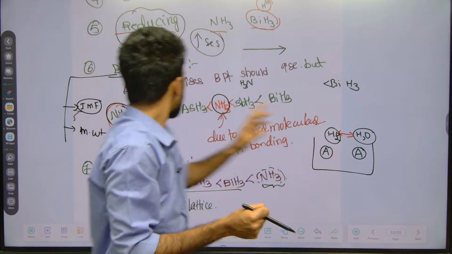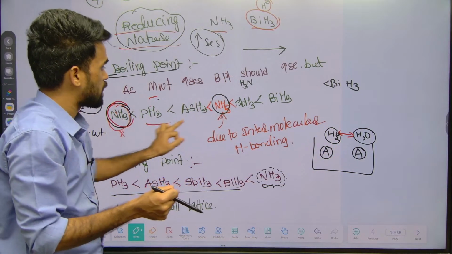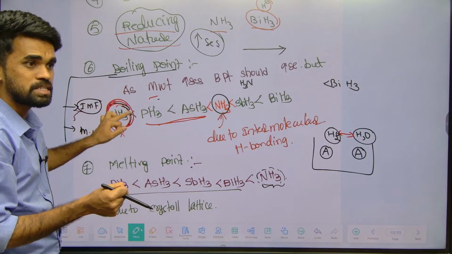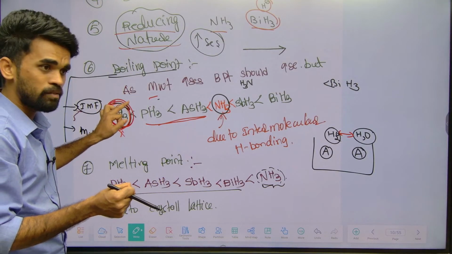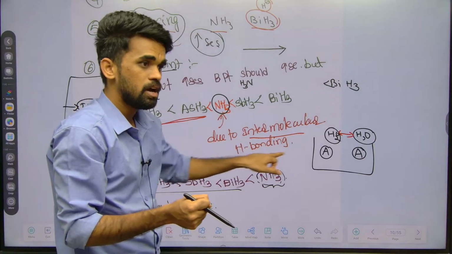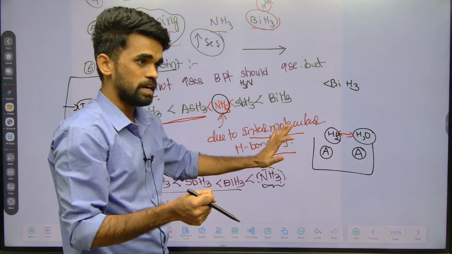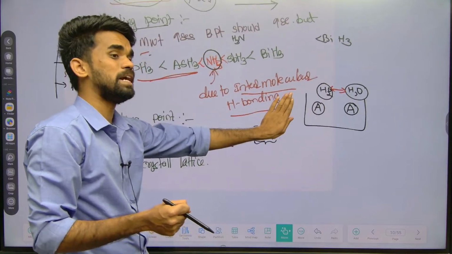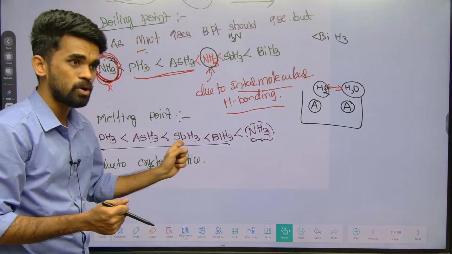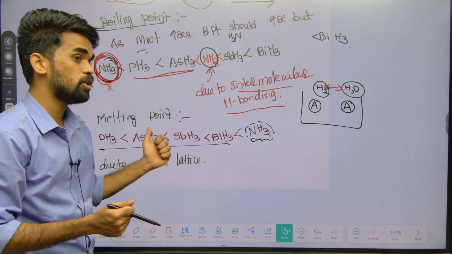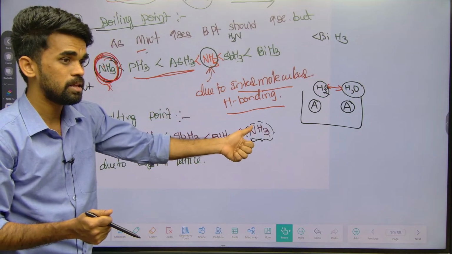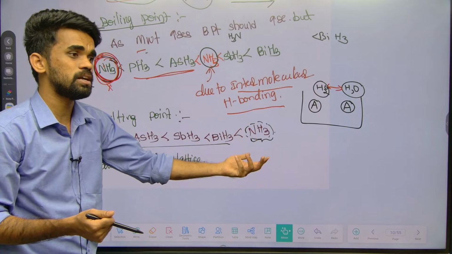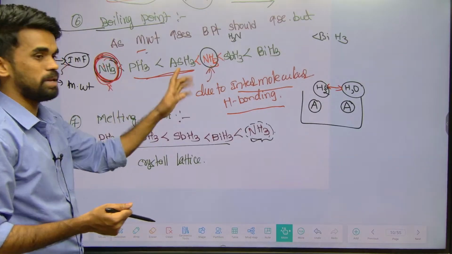So that's where ammonia's boiling point is greater when I compare with the others. Why? The intermolecular forces between ammonia molecules are strong. What is the reason for that strength? Hydrogen bonding. So that is the reason. Similarly, for the melting point also, down the group melting point increases. Exceptionally, who should have the highest one? Ammonia. Why ammonia? Same reason, intermolecular forces are more here. So the overall order will be like this.